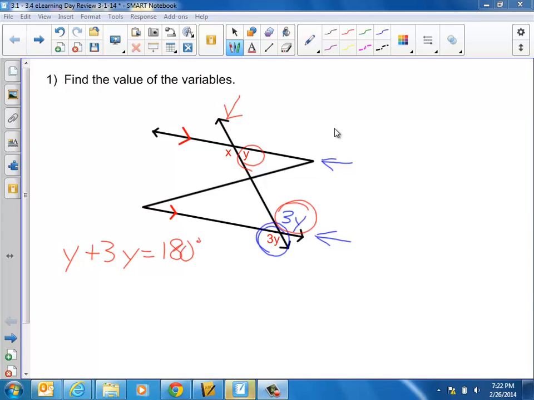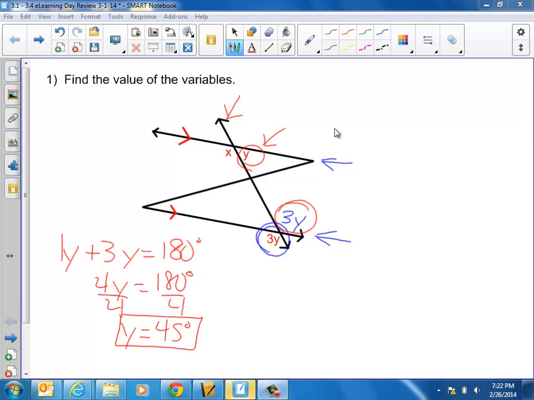Now how do we solve that? Well, just go ahead and combine the y's on the left. 1y and 3y's, 4y's equals 180 degrees. Divide through by 4, and then you get that y is equal to, I believe that's 45 degrees. Just like so. So we found y. We found this angle right here I'm drawing an arrow to.